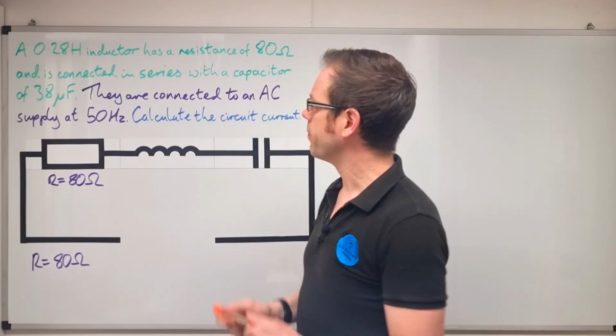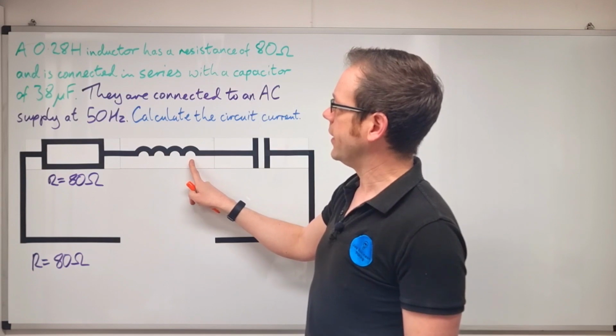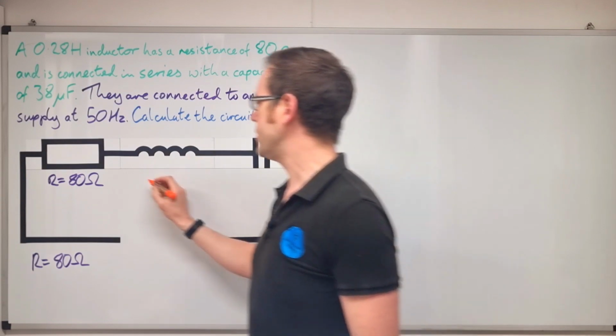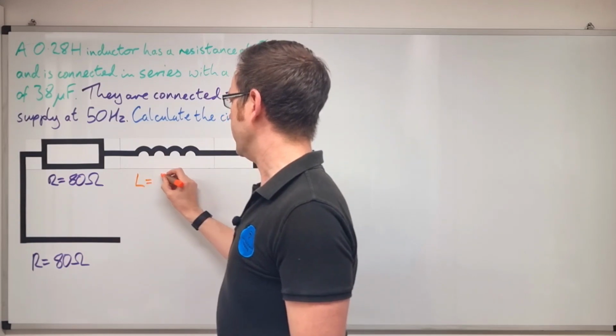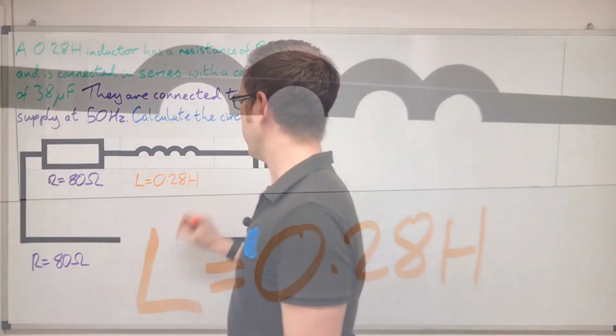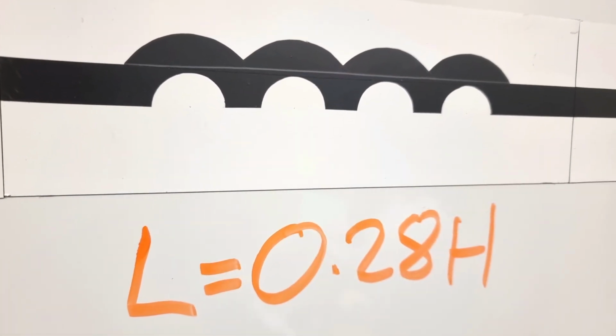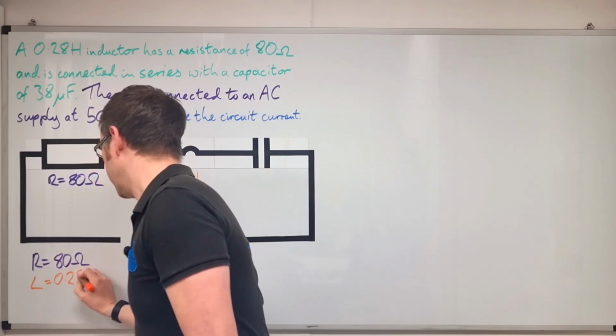So looking at the inductive part here, that has an inductance of 0.28 henries. Of course the symbol for that is L for inductance. That's not the most obvious one in the world, but that's what it is. L is equal to 0.28 henries. So we'll put that on our list of stuff that we know. Put that down there.